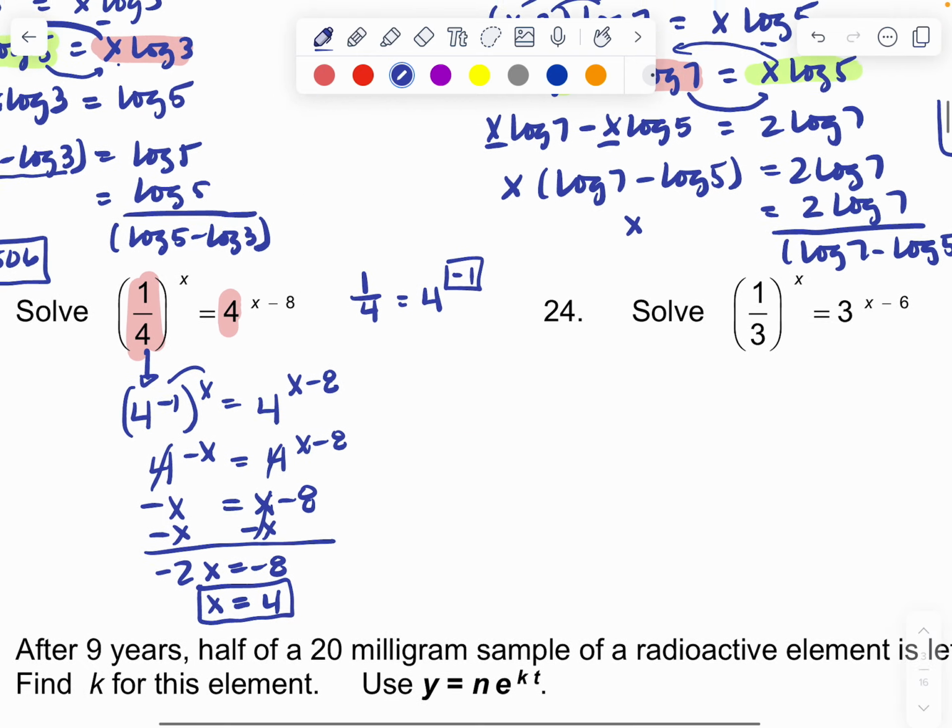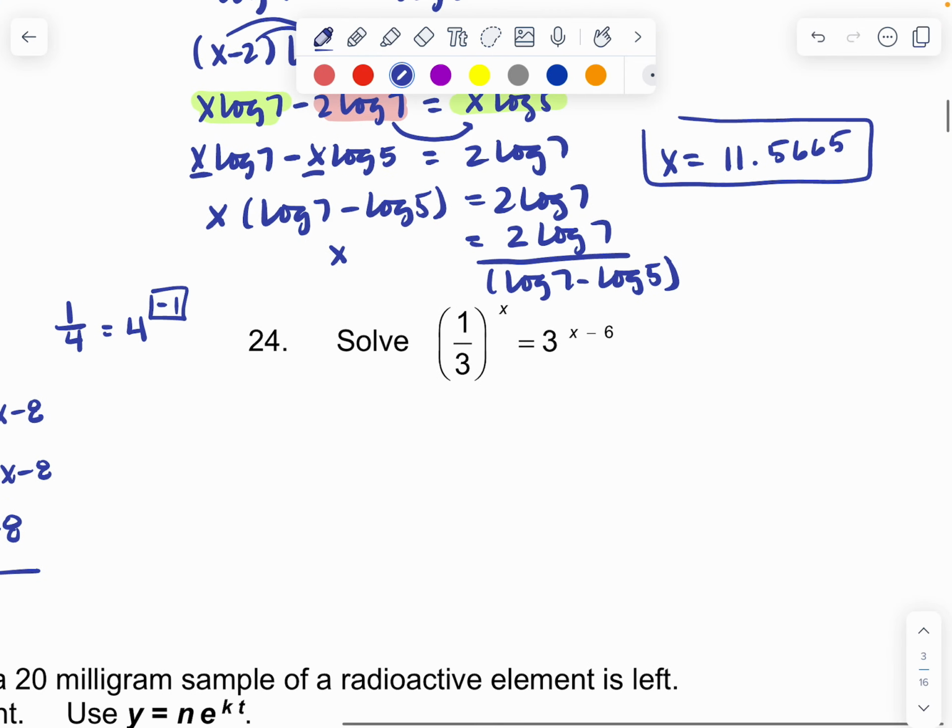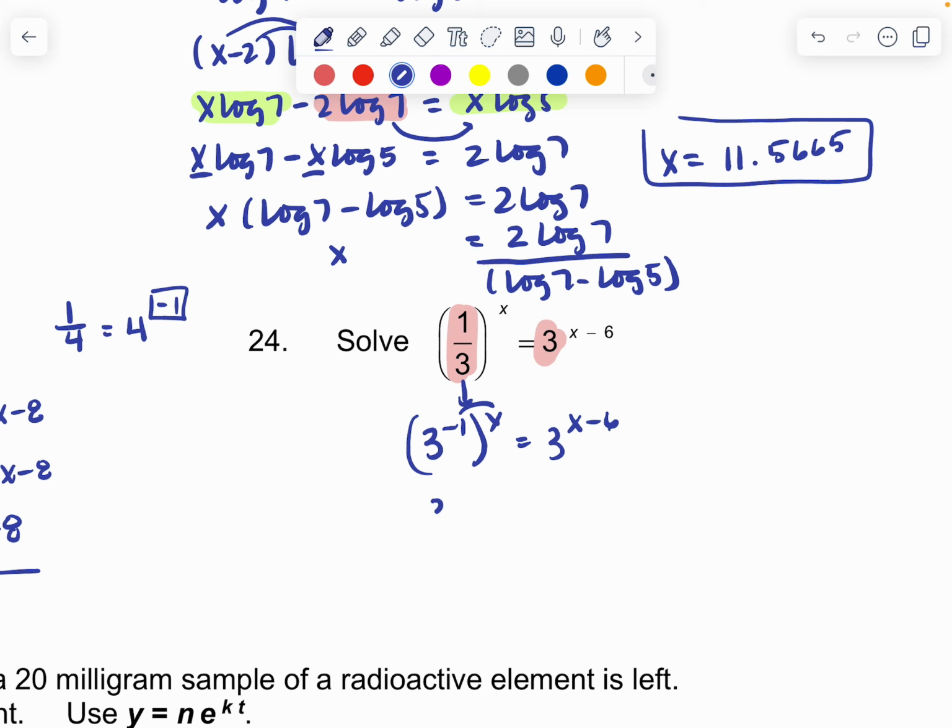And then for number 24 on this one, same idea. I want to try to see if I can get these bases to be exactly the same. So let's rewrite the 1/3 as a, what do you guys think? Good job. This is 3 to the negative 1 to the x equals 3 to the x minus 6. Again, power to power, you multiply. Okay, this is literally the same problem. This is kind of sad.